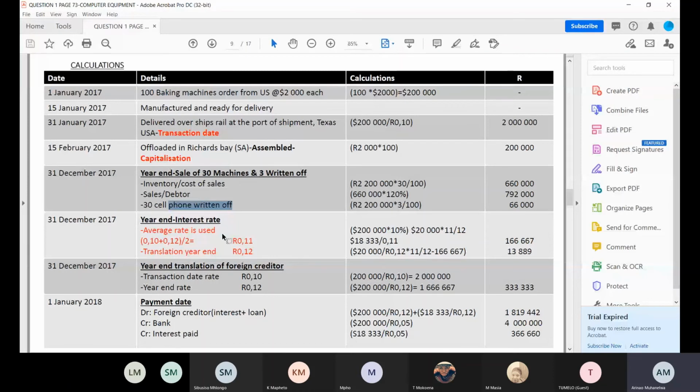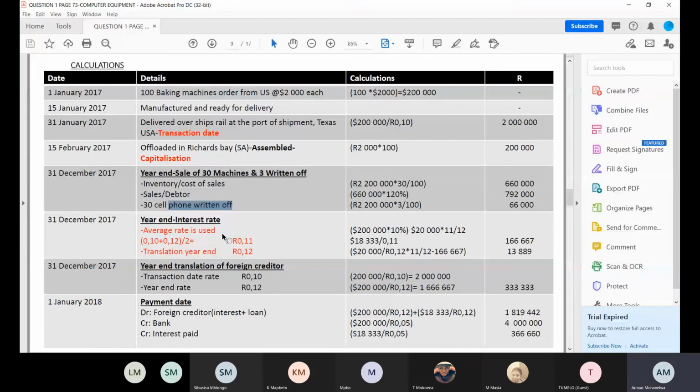So when we go to the journal here, our loan is reducing and we're recognizing our gain. Right? 13,889. I hope we're still together.